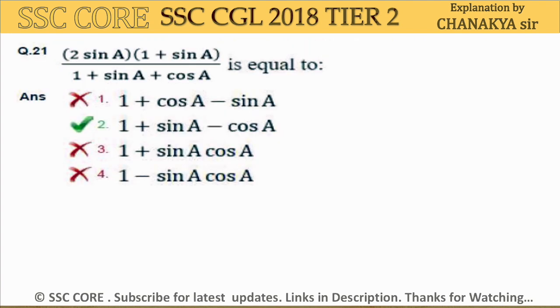Question number 21. 2 sin A into 1 plus sin A divided by 1 plus sin A plus cos A is equal to how much? See, in this problem, all the terms contain A, all the ratios contain A. Values are not given, so you can assume a value of A. Value of A, let me put it 0 degrees.